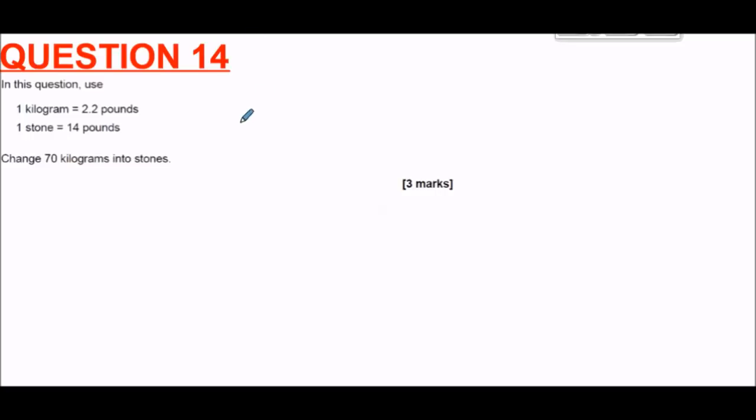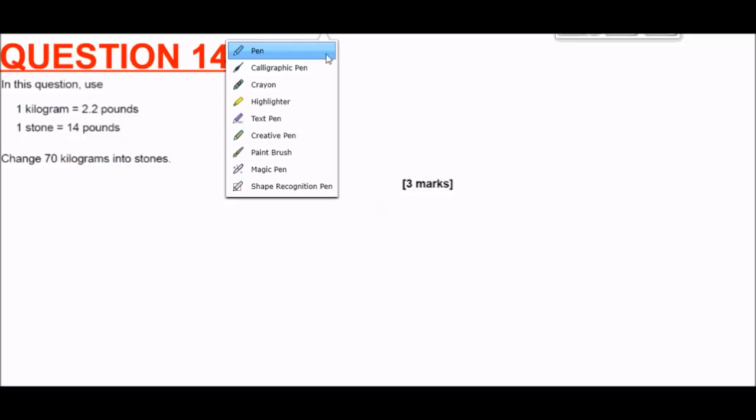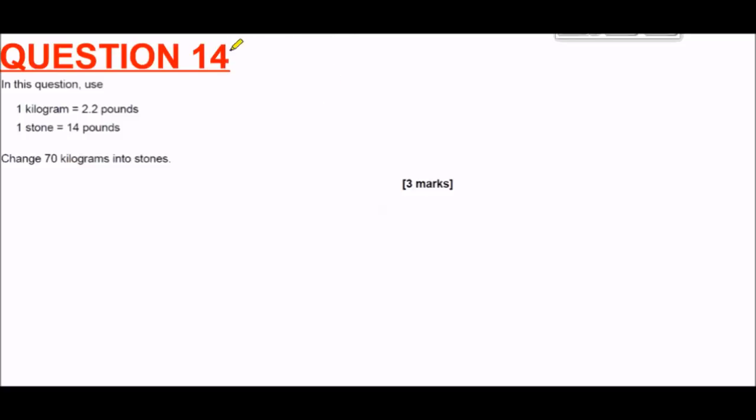Question 14. We've got a conversion question asking us to change 70 kilograms into stones. Just in case you don't know this conversion off the top of your head, I don't think anyone does really, we've got some conversions given to us, which is what you should expect. 1 kilogram equals 2.2 pounds, and also we're told that 1 stone equals 14 pounds.